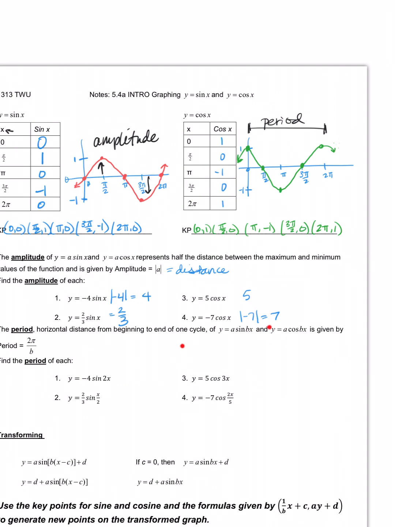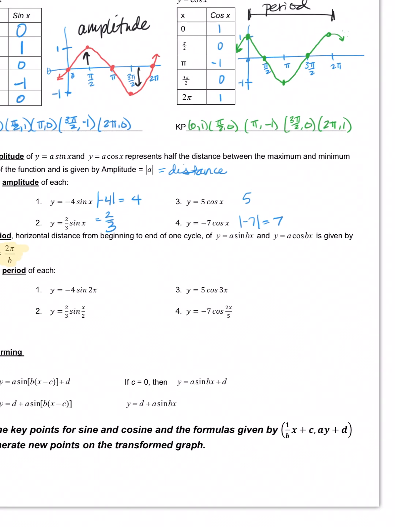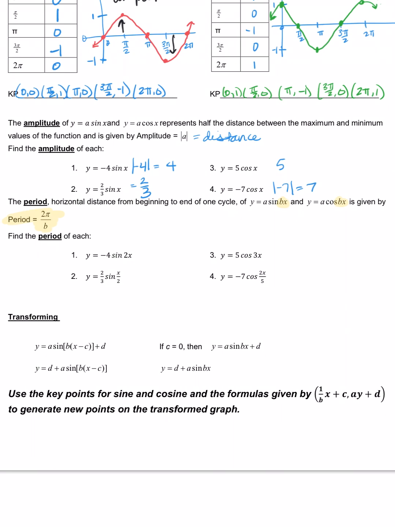So when we look at our equations, here's my formula. It's going to be 2 pi divided by wherever b is. Now, where's b? B is located in your equation. It's the coefficient of the x value. That is the b that you will divide 2 pi by to find our period. So let's try that.